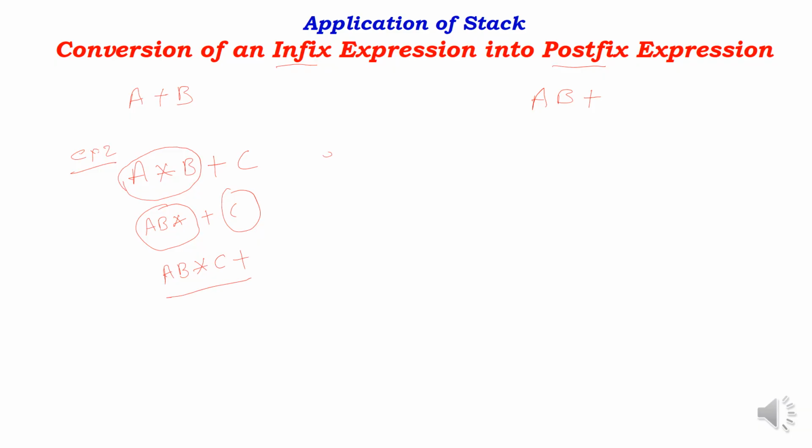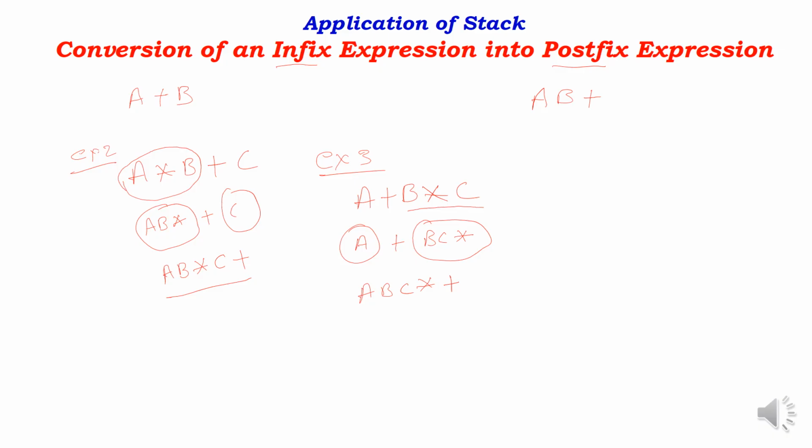Let us consider one more example. Example 3. A plus B into C. Here again, in the same fashion, B into C will be converted first, B, C, into. Then A is an operand, plus is an operator, and B, C, into will be considered as another operand.